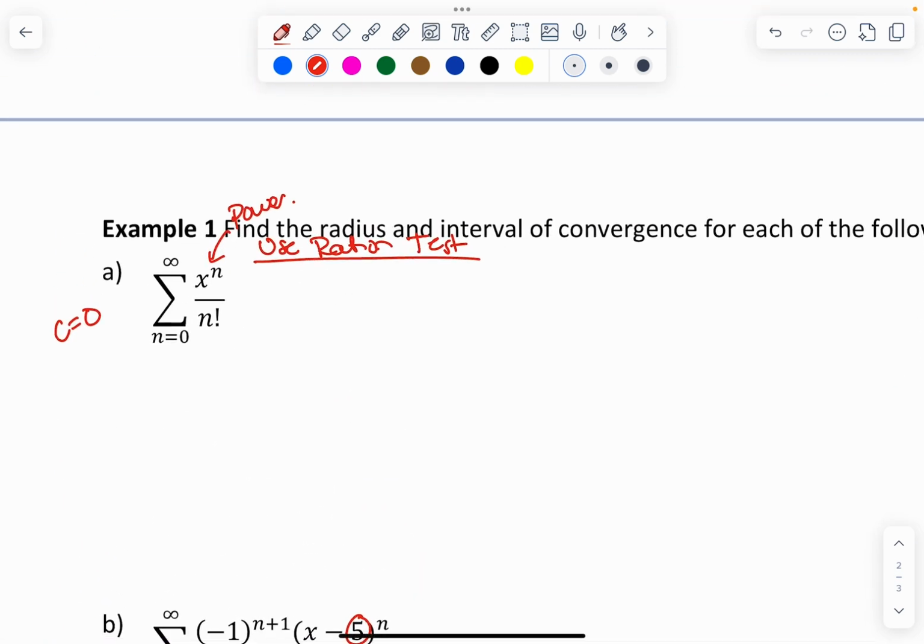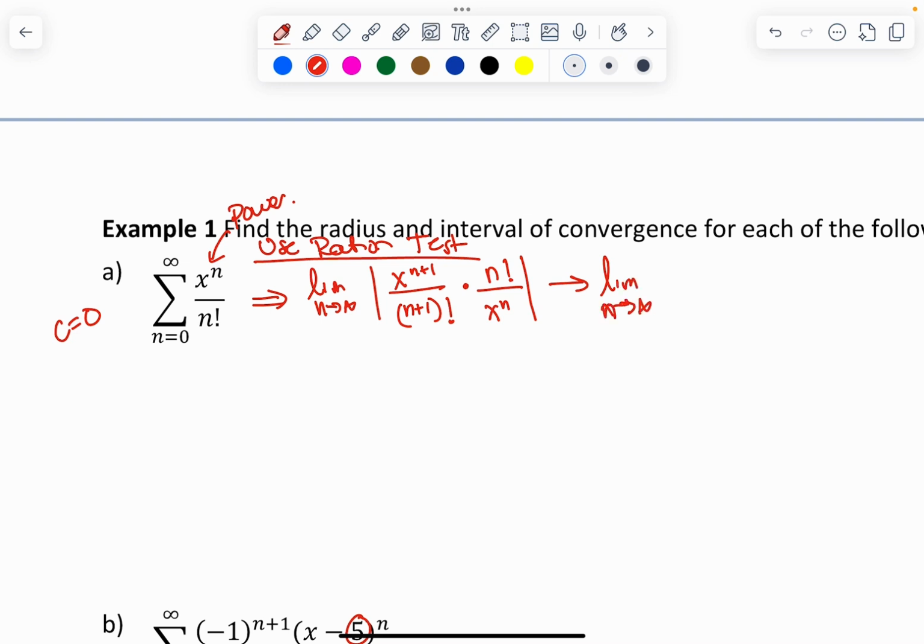So let's use the ratio test. We're going to do the limit as n approaches infinity of the absolute value of x to the n plus 1 over n plus 1 factorial times n factorial over x to the n. Keep it going to simplify. We have the limit as n approaches infinity of x to the n times x. I'm breaking up these things.